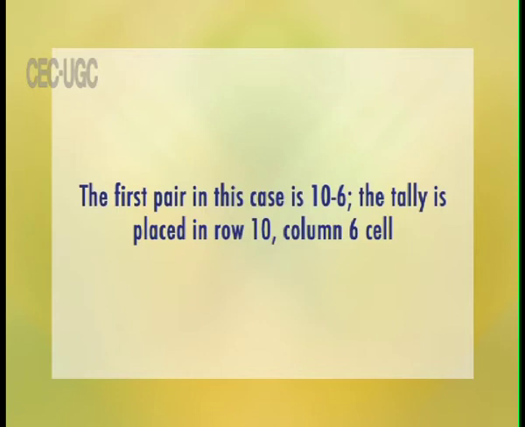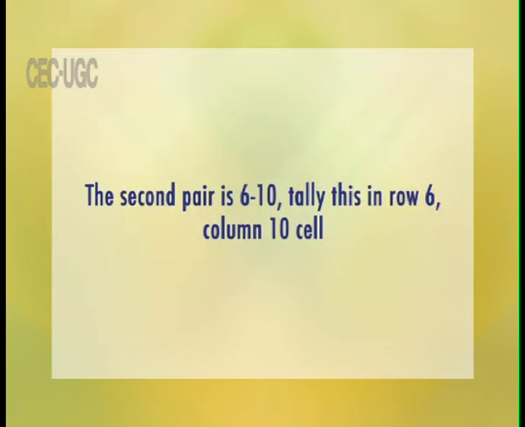The first pair in this case is 10 to 6. The tally is placed in row 10, column 6 cell. The second pair is 6, 10. Tally this in row 6, column 10 cell. The third pair is 10, 5. The fourth pair is 5, 1 and so on.